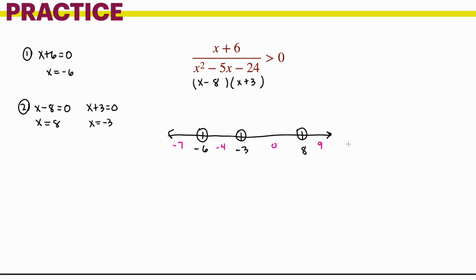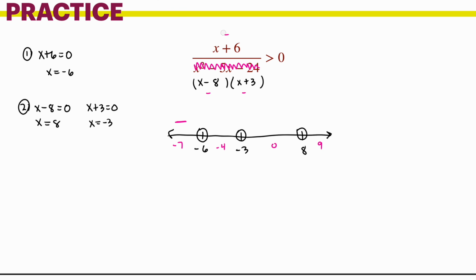All right, I want to try to do this in my head again. So first, I'm going to get rid of this. Now, I'm plugging negative 7. Negative 7 plus 6 is going to give me a negative answer. It's negative 1. Negative 7 minus 8 is a negative 15. And negative 7 plus 3 is a negative 4. Negative times a negative times a negative is negative.